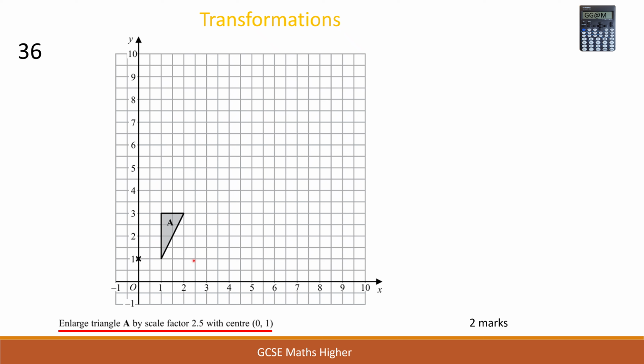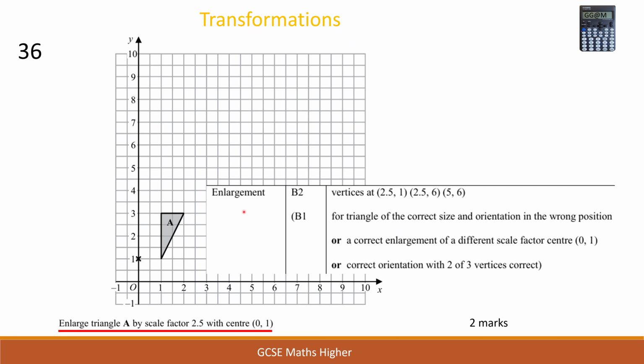You need to do the same for all the corners, working out how far across and how far up to get here. So it's 1 across and then 2 up. So it's going to be 2.5 across and then double 2.5. So it's going to be 5 up. So 2.5 across and then 5 up. Where's the next point go to? Work out where all 3 points go to and then you've done it.